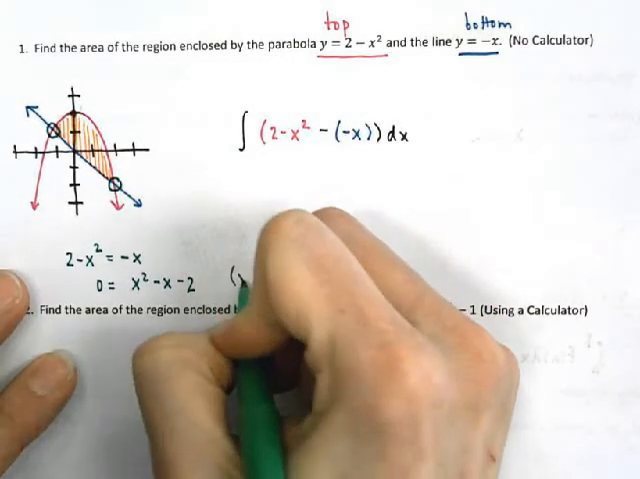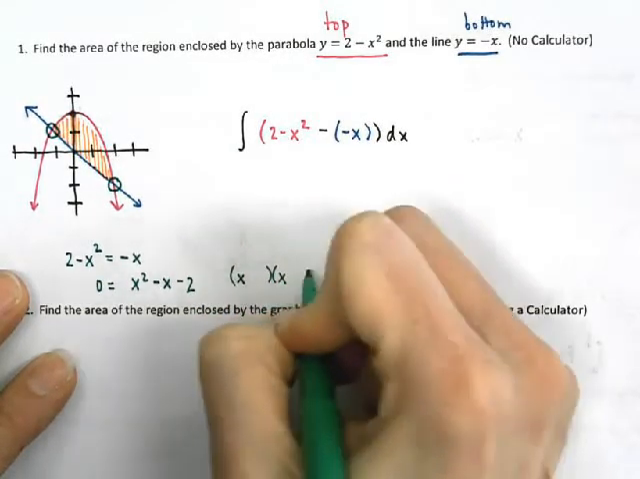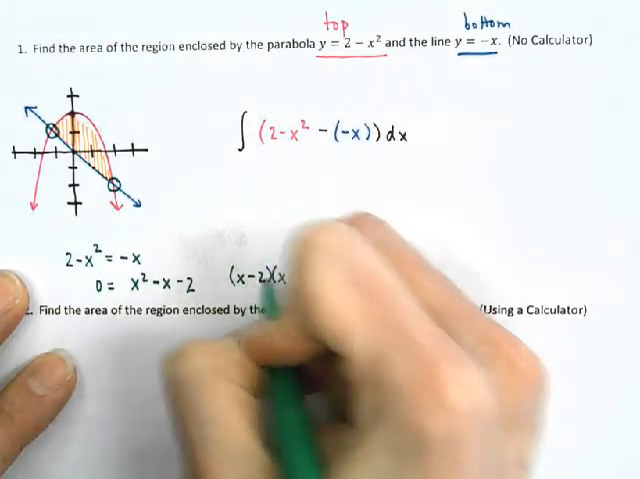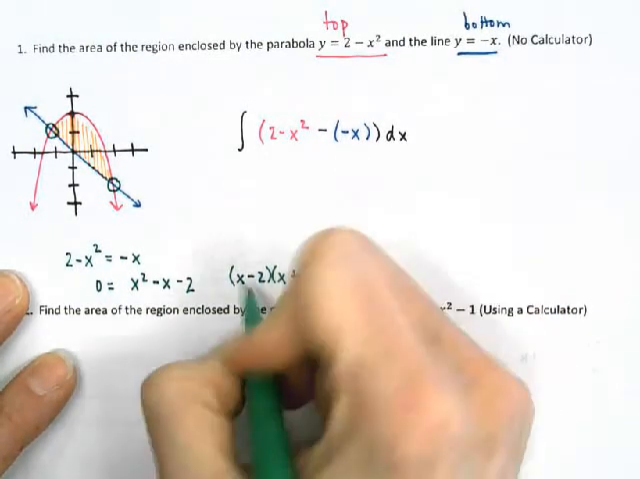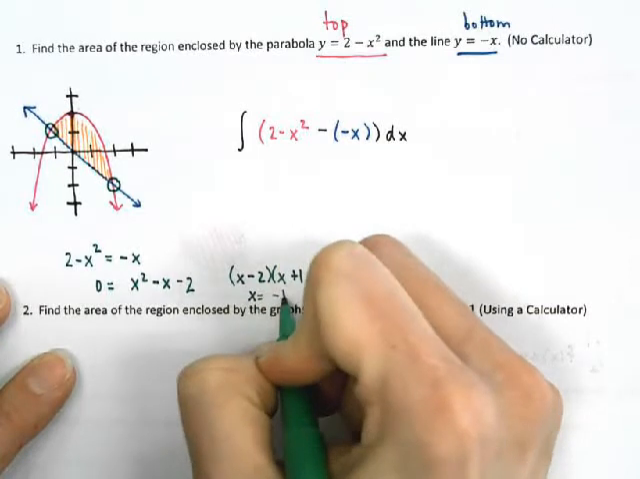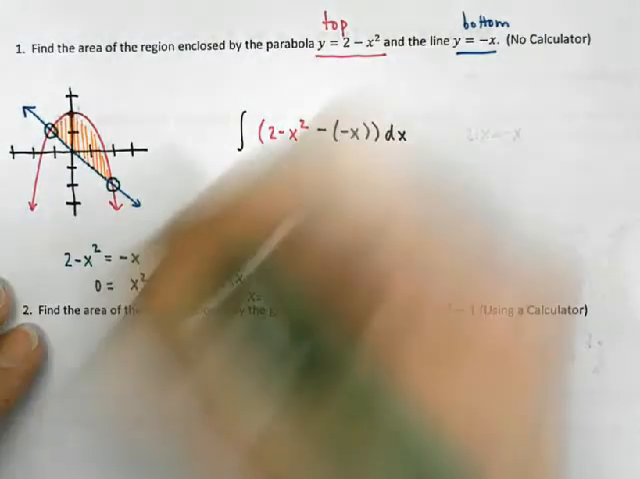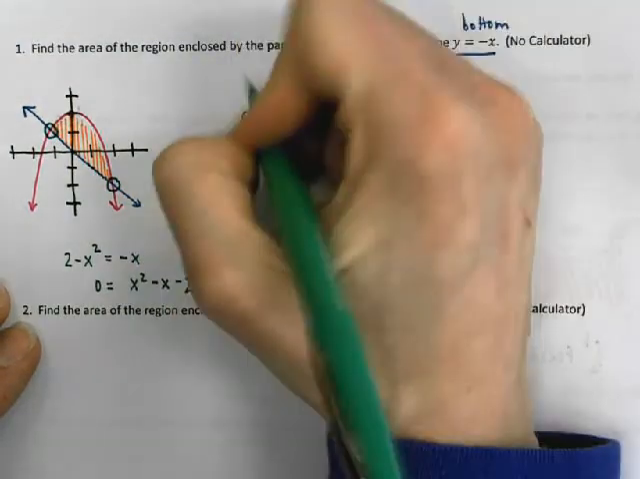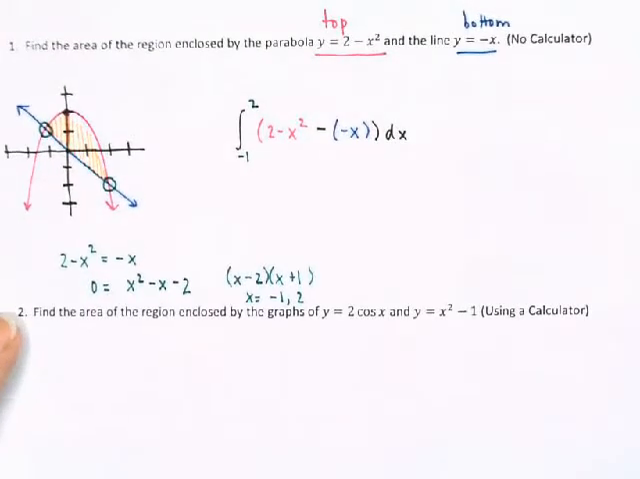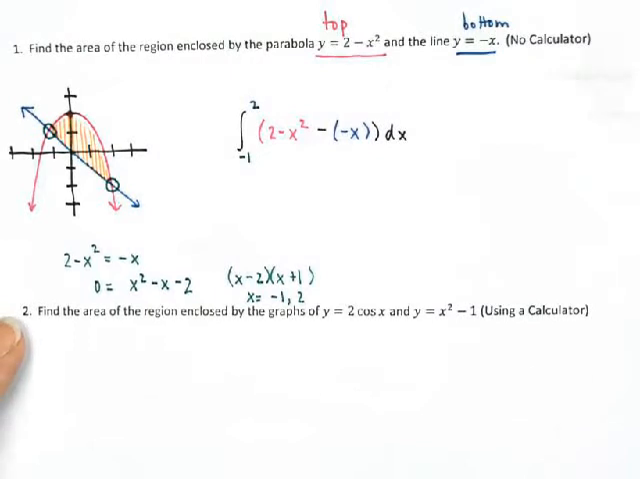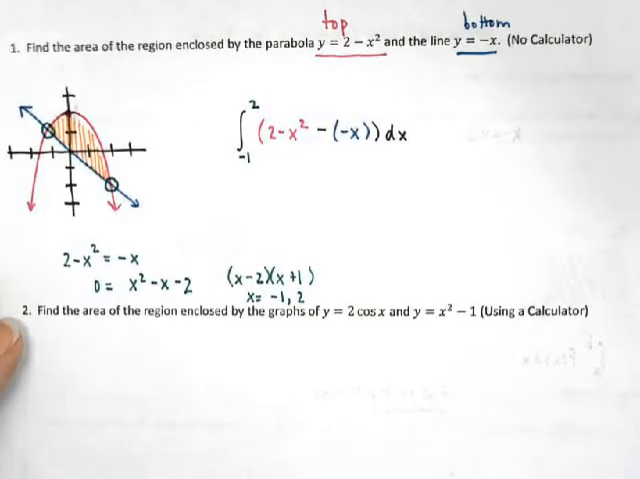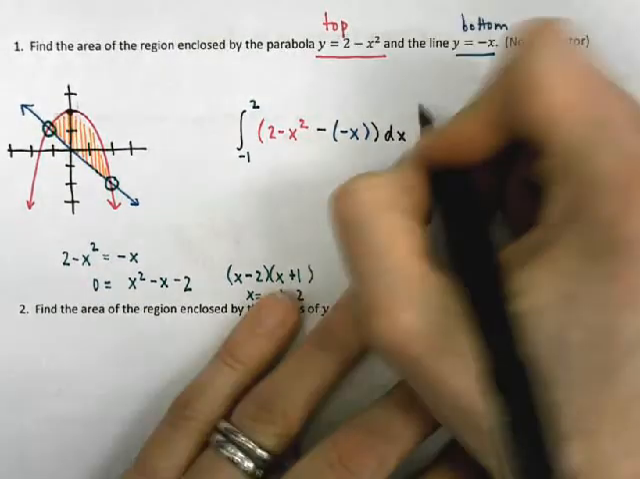Luckily, this one's going to be easy to factor. So I have x and x. I'm going to have a negative 2 and a positive 1. So now I know my x's are negative 1 and positive 2. And again, those are just going to serve as my lower and upper limits of integration. So now I have a definite integral that I can anti-differentiate and evaluate.